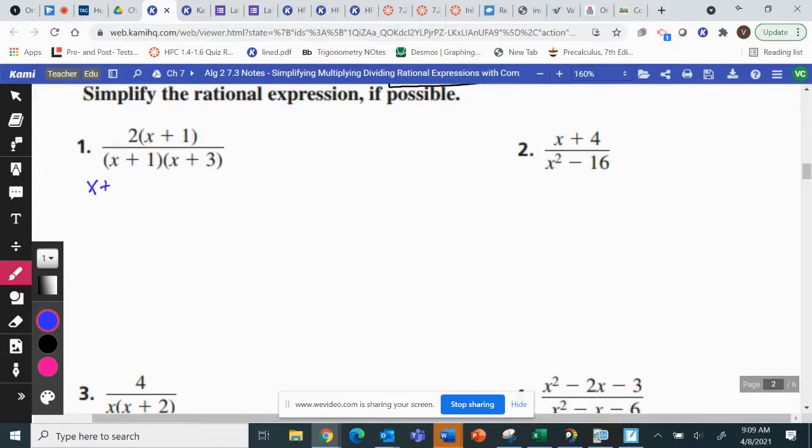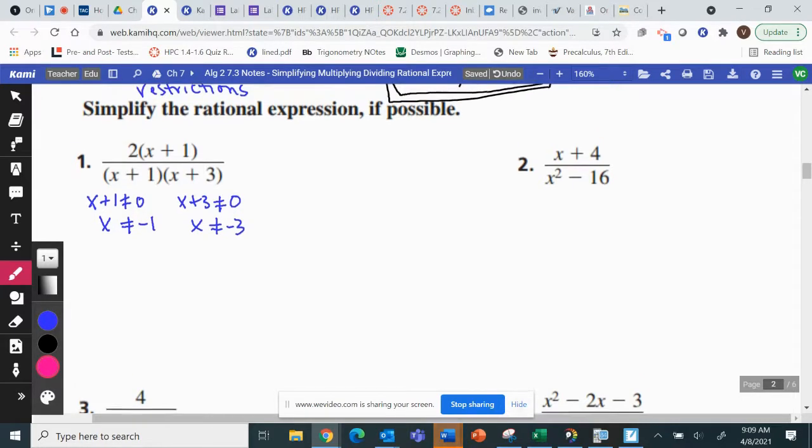So x plus 1 does not equal 0. X plus 3 does not equal 0. X does not equal -1. X does not equal -3. There's my domain restrictions. Now, Jacob, what can I do? Cancel what? Excellent. X plus 1s, bye-bye. We get 2 over x plus 3. Now what do I do? Jackson, now what do I do?